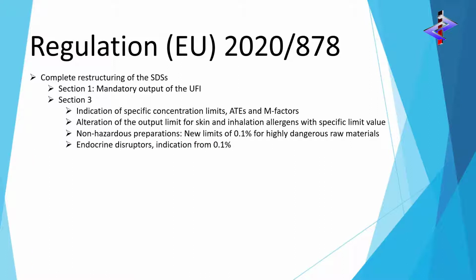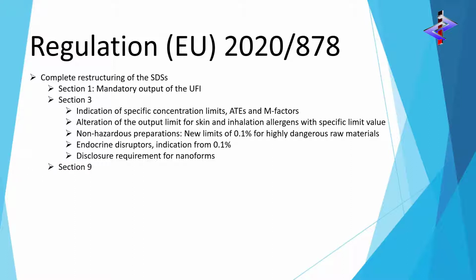Substances with endocrine disrupting properties must be listed from 0.1% on. If a substance is used in the mixture in its nanoform and is registered as such or described in the downstream user's chemical safety report, the particle properties characterizing the nanoform according to Annex 6 shall be indicated in subsection 3.2. Sections 9 and 11 have been completely restructured.